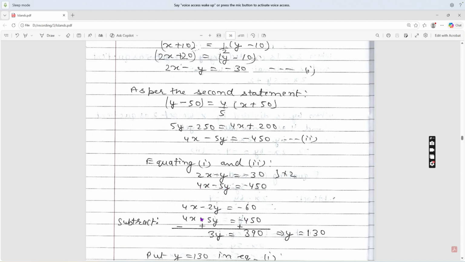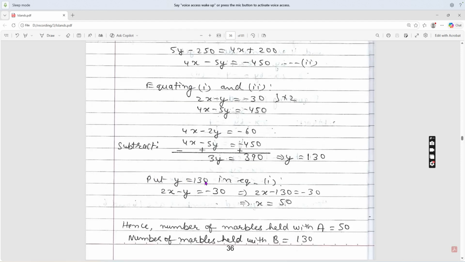Now this plus becomes minus, this minus becomes plus, this minus becomes plus, because we have to subtract equation 1 from equation 2. Whenever we are going to subtract, the entire signs of the second row would be inverted. So plus 4 minus 4 will give us 0, minus 2y plus 5y will give us plus 3y, minus 60 plus 450 will give us plus 390. So y is equal to 390 upon 3, that is equal to 130.